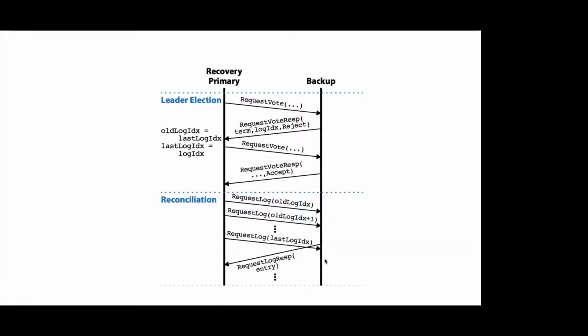This process stops when it receives all logs. They've made a statement here saying that if the new primary sends a request for a log that does not exist on a backup, the backup can just discard that request, because if a log does not exist on the backup, it can be safely assumed that that particular value was not committed.